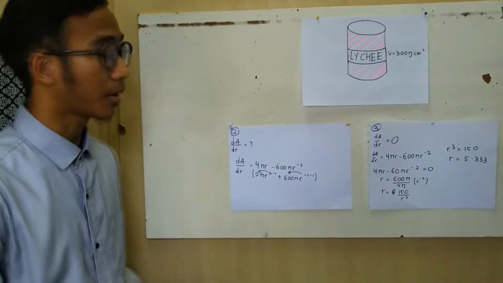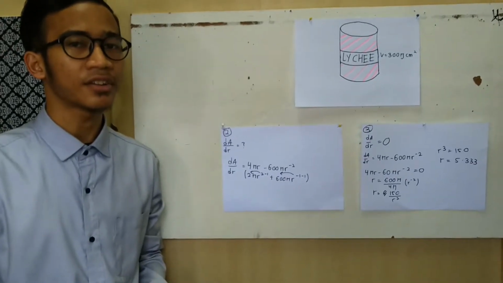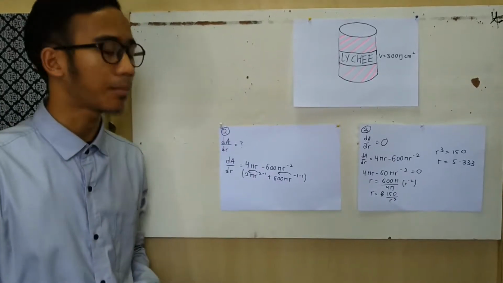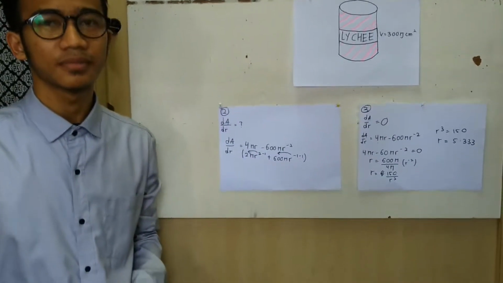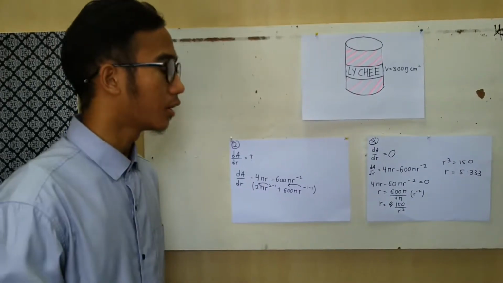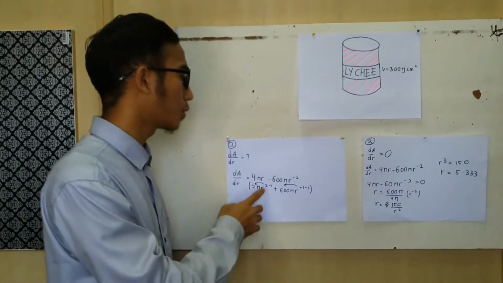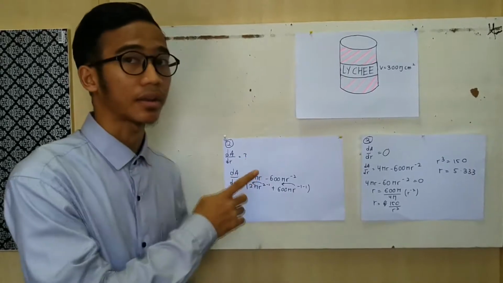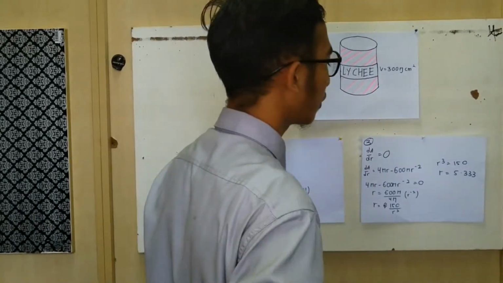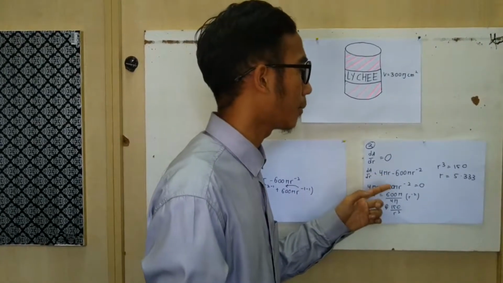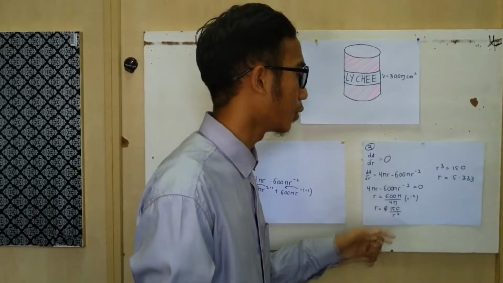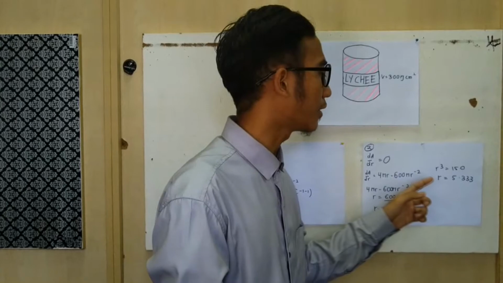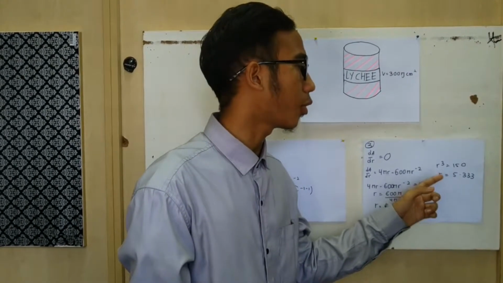So let's move to the second step. The second step is we need to find the differentiation of the formula. So the differentiation of the formula is equal to 4 pi r minus 600 pi r to the power of negative 2. Differentiation is simple. We just need to multiply the coefficient by the power of the unknown, then subtract 1 from the power of the unknown. Then we need to set the equation equal to 0. The equation is 4 pi r minus 600 pi r to the power of negative 2. So when the equation is equal to 0, we can solve the problem, and the final answer is r equal to 5.313.